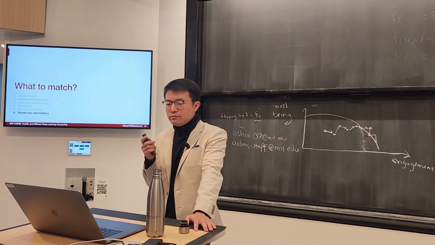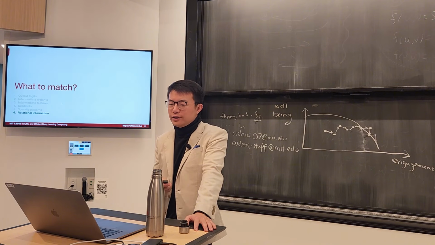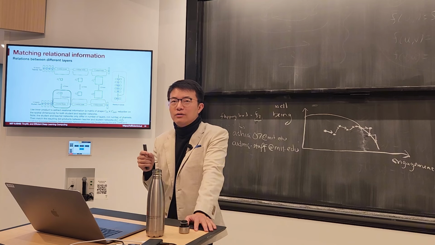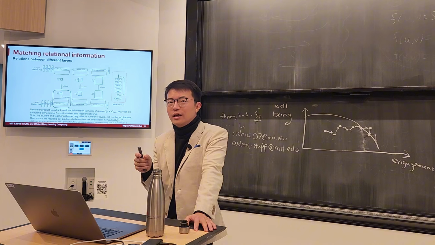We can also match the relational information. Okay, what does that mean? Previously, we have been looking at each tensor. Okay, the output tensor, the gradient tensor, the weight tensor, etc. Now we want to look at two tensors, not just one tensor, not just match one tensor, but two tensors.